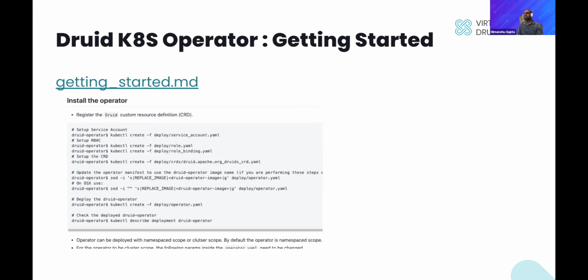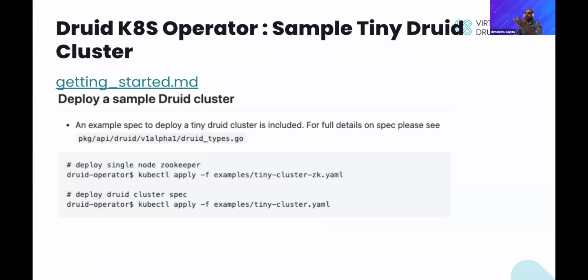So these slides will be shared. You can, of course, click the links here. But basically, if you go to the Druid operator documentation on this getting started file, you'll see how to install the operator on your Kubernetes cluster. There is an example Druid cluster spec that you can use right away to deploy a tiny Druid cluster and see it in action.